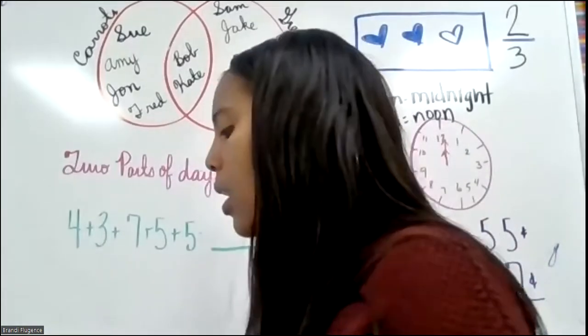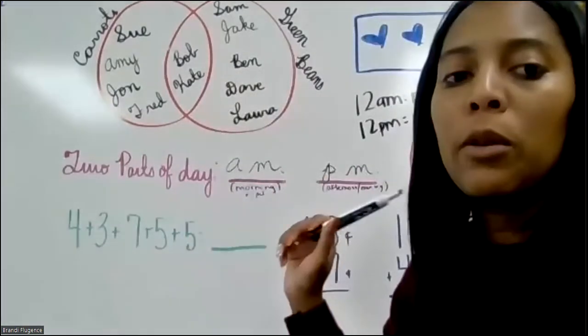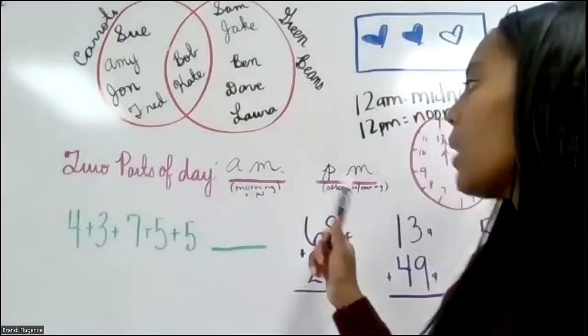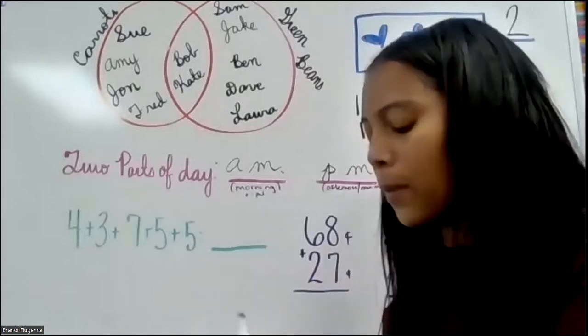Okay, so 12 AM is midnight, 12 PM is noon. The first half of the day, which is the morning portion, is our AM. The second half of the day is PM, our afternoon portion, okay? All right, let's go ahead and add these facts up here.